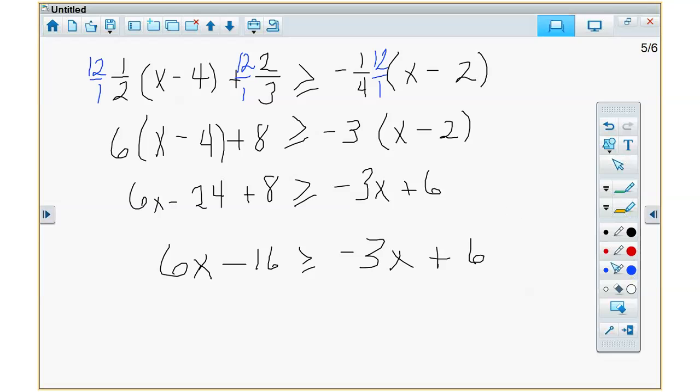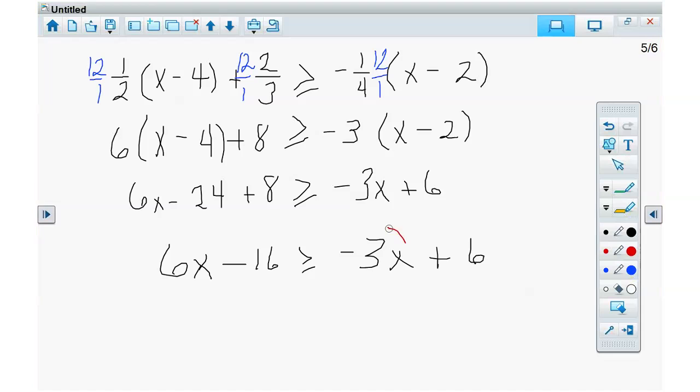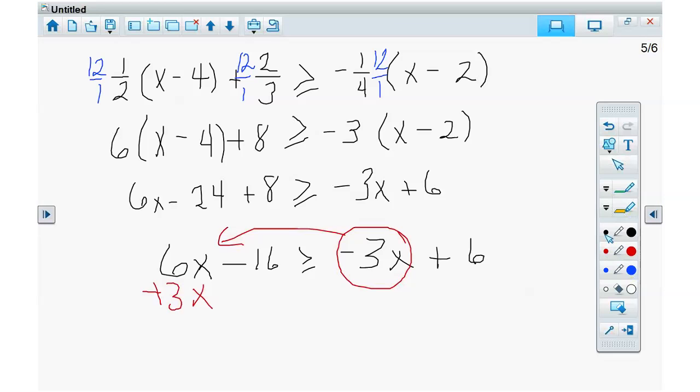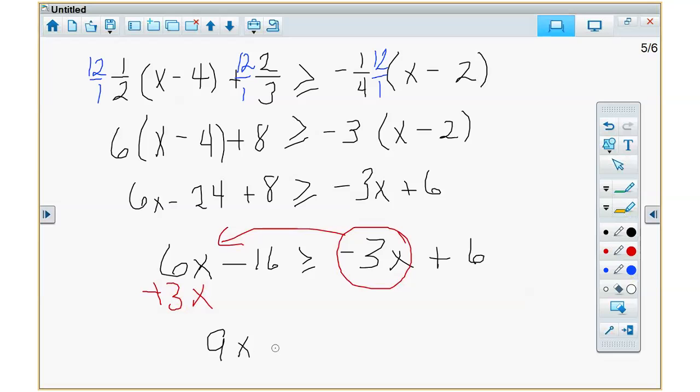Now, which one's the smallest bucket? 3. The 3 is the smallest bucket, so you bring it across the river. And that becomes a plus what? 3x. And that's going to be 9x minus 16 is less than or equal to 6. Bring that 16 across the river, and it becomes a positive 16.